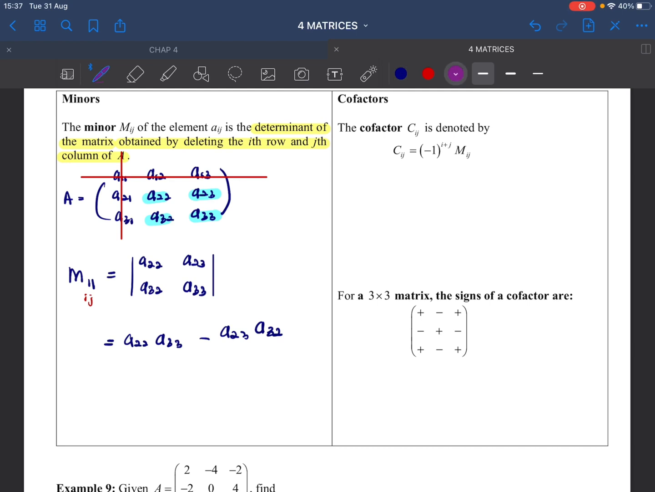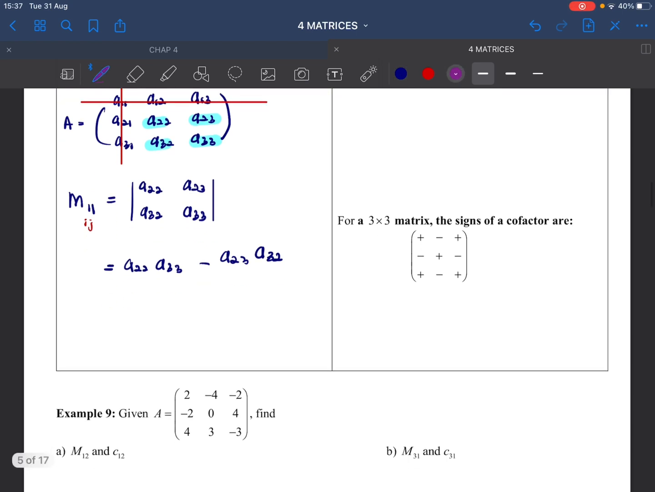So kita tengok dia secara nombor. Let's say if I have matrix B equals to 5, 3, 4, 2, 1, 5, 4, 3, 2. Contoh. Okay, so I want to find minor 2,1. Okay, minor 2,1. So minor 2,1, kita punya row 2, kolom 1. Row 2 kita padam, kolom 1 pun kita padam.